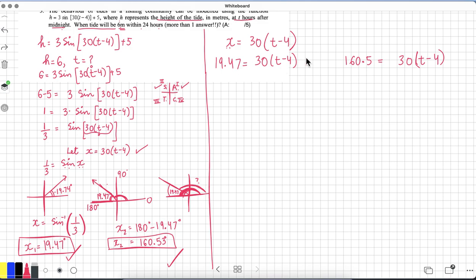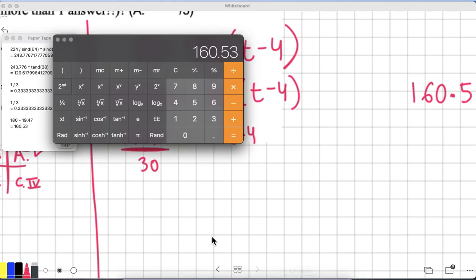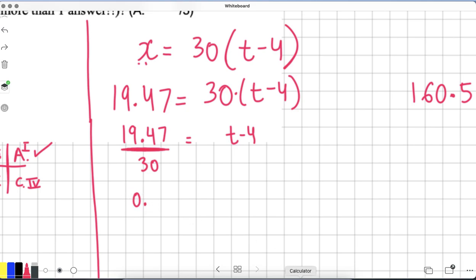Okay, I just need to solve for t from both ends. Let's do it. 30 is multiplying right now. When we move the 30 to the other side, it's going to be dividing. So 19.47 is going to be divided by 30, and here we are left with just t minus 4. So 19.47 divided by 30 gives me, oh, 0.649. There we have t minus 4. Solving for t, 4 is subtracting. Moving 4 over, it's going to be adding. So 0.649, add 4 in that, we're going to get t.